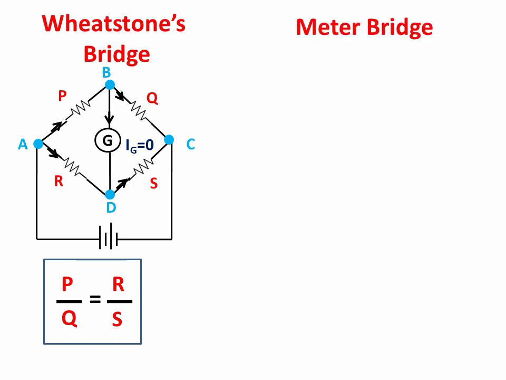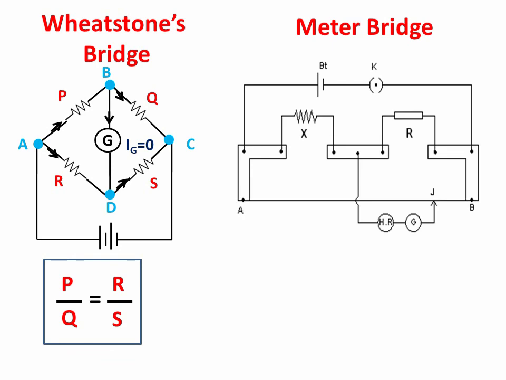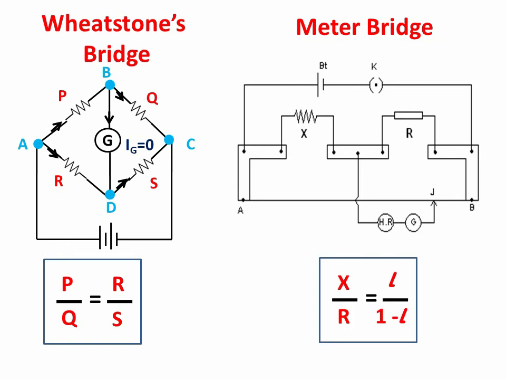Like that, the meter bridge. Meter bridge is a simple form of Wheatstone bridge. So we are applying the same concept here. So from the Wheatstone's bridge condition, we can have X by R is equal to L by 1 minus L.